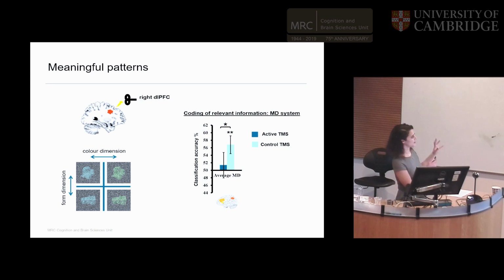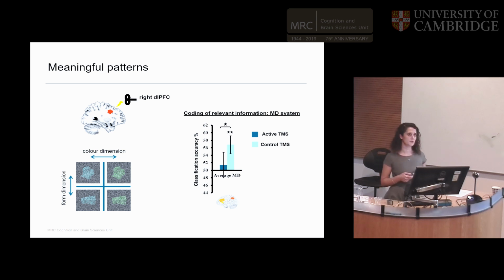And essentially the results are that when you disrupt, or when you stimulate the right dorsolateral prefrontal with active TMS in comparison to control TMS, you see reduced coding of relevant information across the rest of the network, indicating that these codes are indeed causally related. You've now impacted one region and now the codes are affected elsewhere. So that in part addresses the reasoning in their paper: are these brain regions linked somehow? Is that information important for other brain regions?